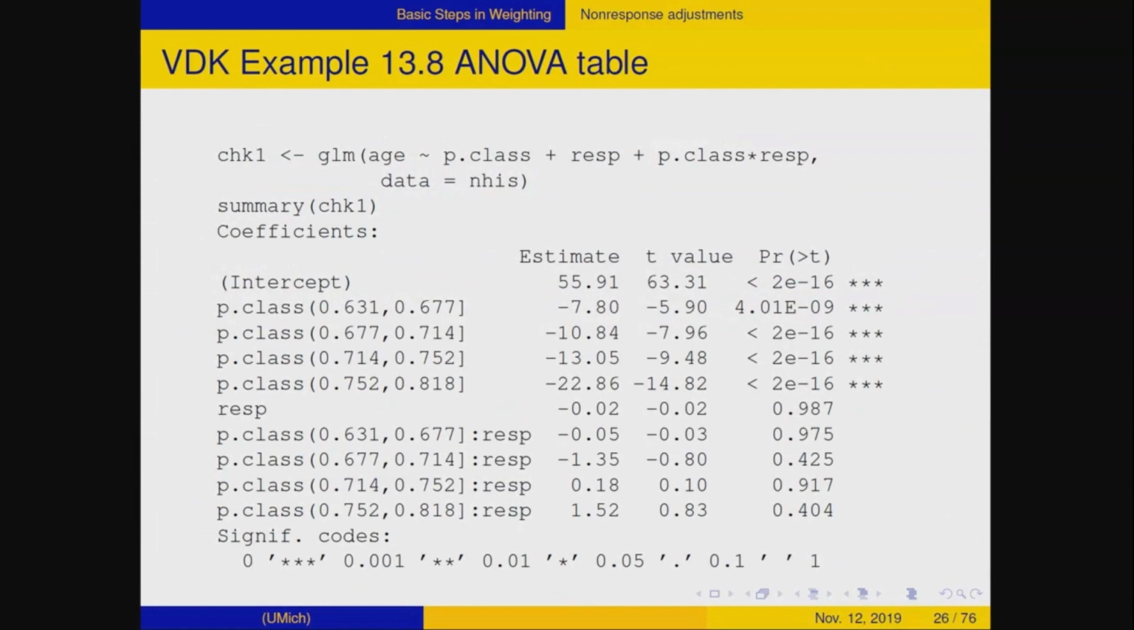So, P class: lots of stars means very significant. The p-value is essentially 0 here, so that's really significant, and that's what you want. We want the mean of age to be different across the classes. And here's the response main effect. RESP is just a 0, 1 variable, so I don't have to say it's a factor; it's treated like a numeric variable. That is highly non-significant, with a p-value of 0.987. So that's what I want. And then the interactions are all non-significant. So at least on age, we've succeeded here.